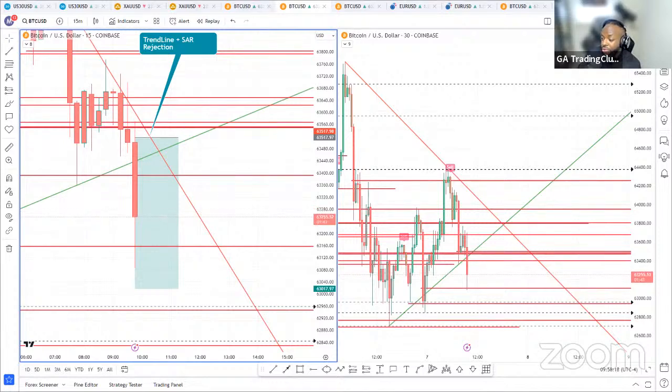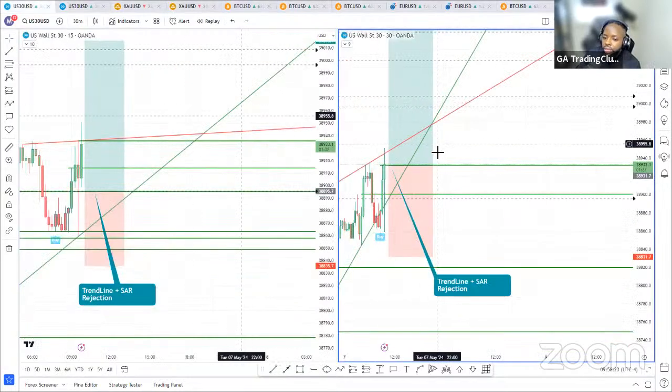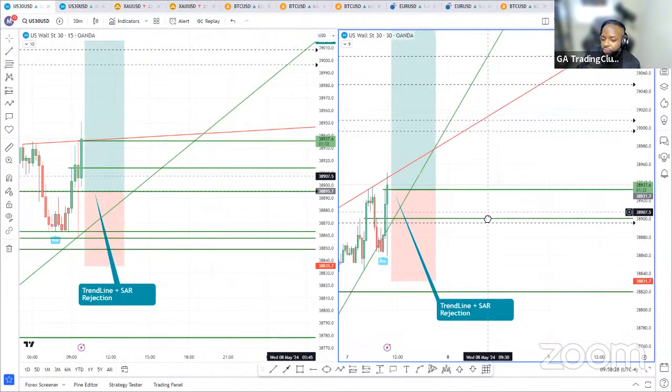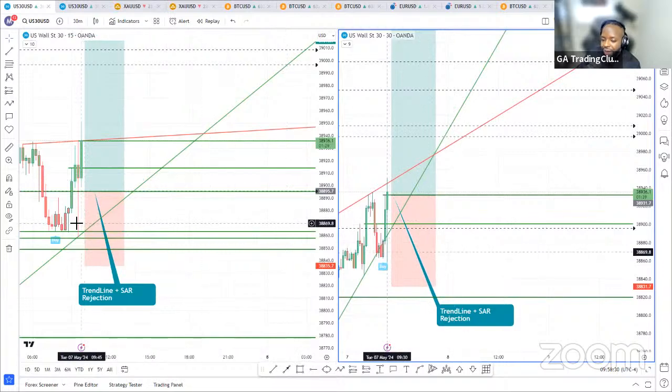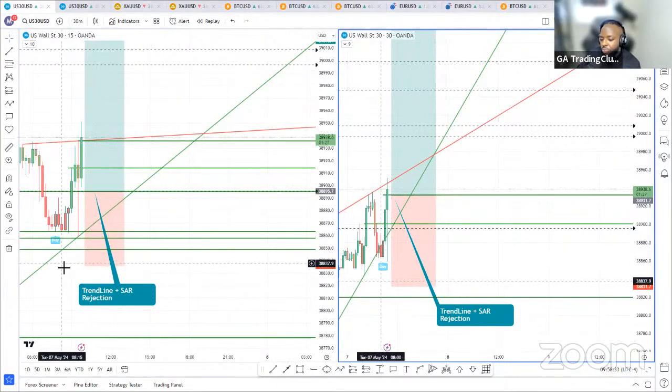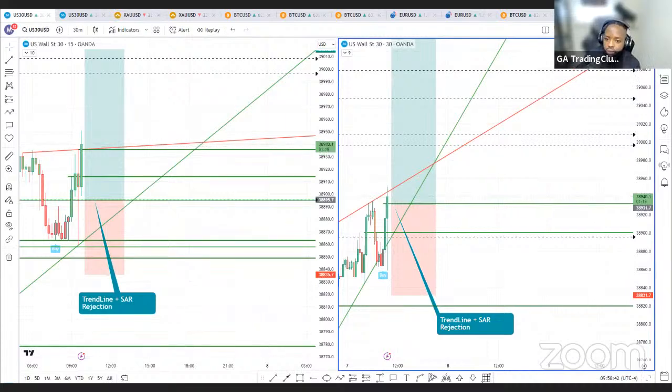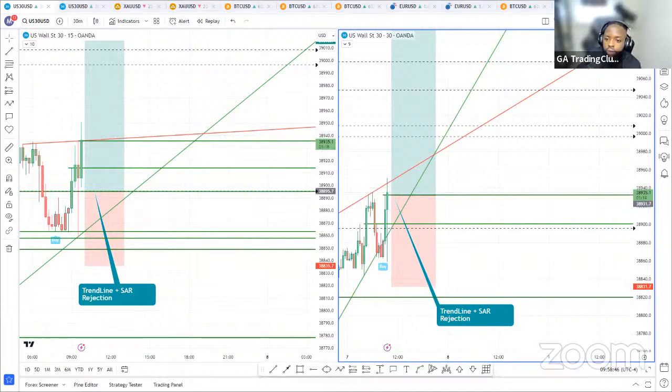So here's a tricky one for US 30. US 30 has two potential entries, right? It has this 30-minute and it still has this potential 15-minute. Both of them have an equal stop loss area, but the 30-minute has a wider stop loss than the 15-minute. So here we said 100-point stop loss and 200-point TP. Let's see how that one closes.